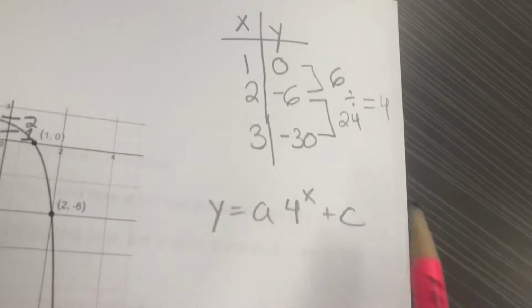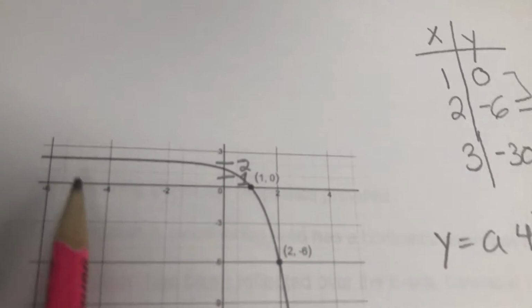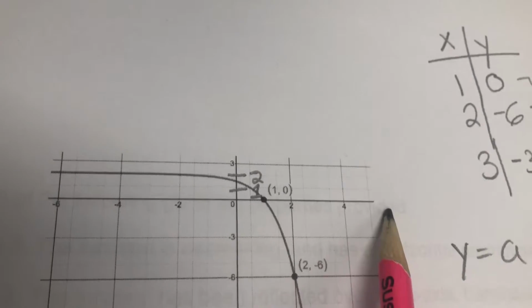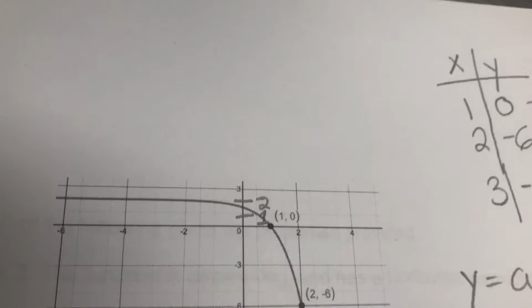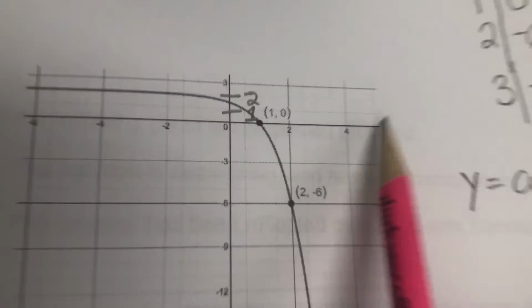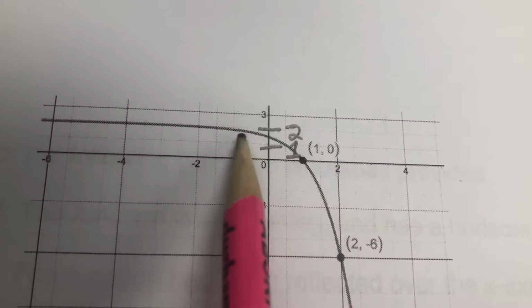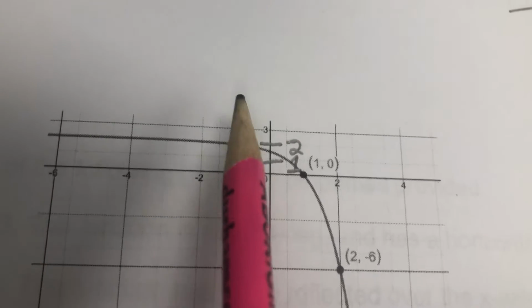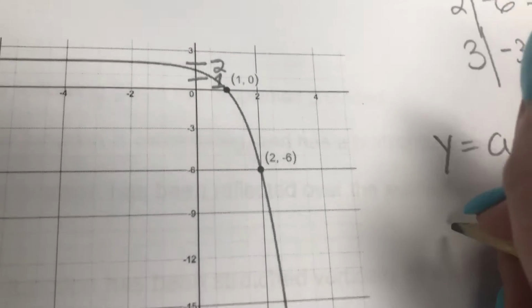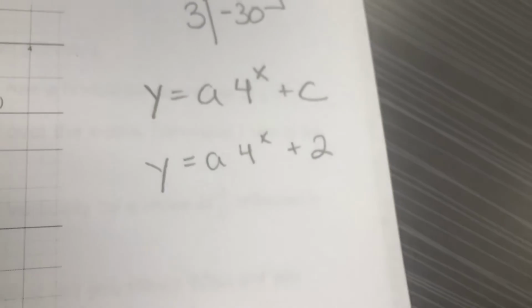Okay, now we need to find our C by looking at the horizontal asymptote. So we know that for every exponential function, the parent function, when it does not have a C, the horizontal asymptote is at 0. But you'll see here that the horizontal asymptote is at 2. So that means it got shifted up 2. So because it got shifted up 2, my C will be 2.